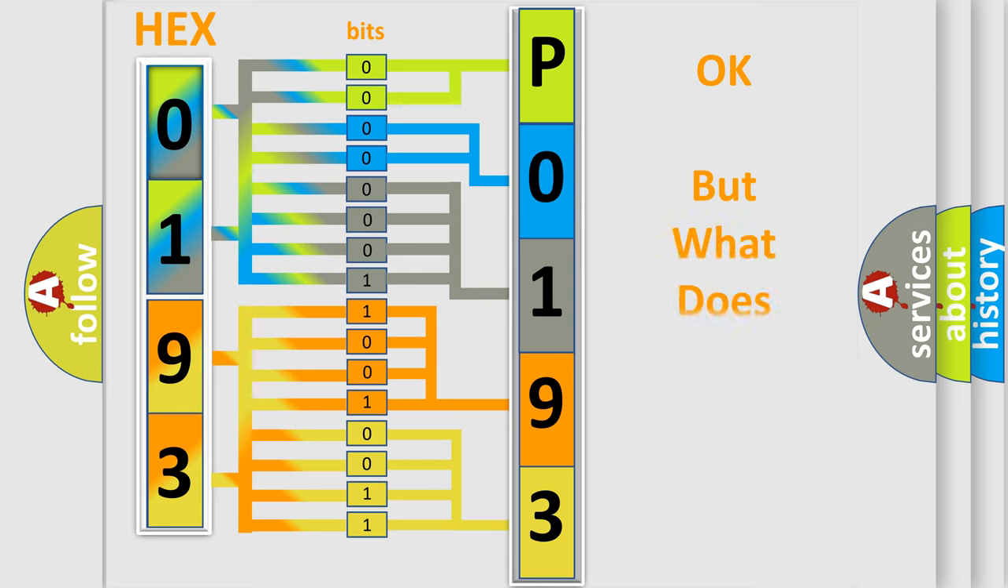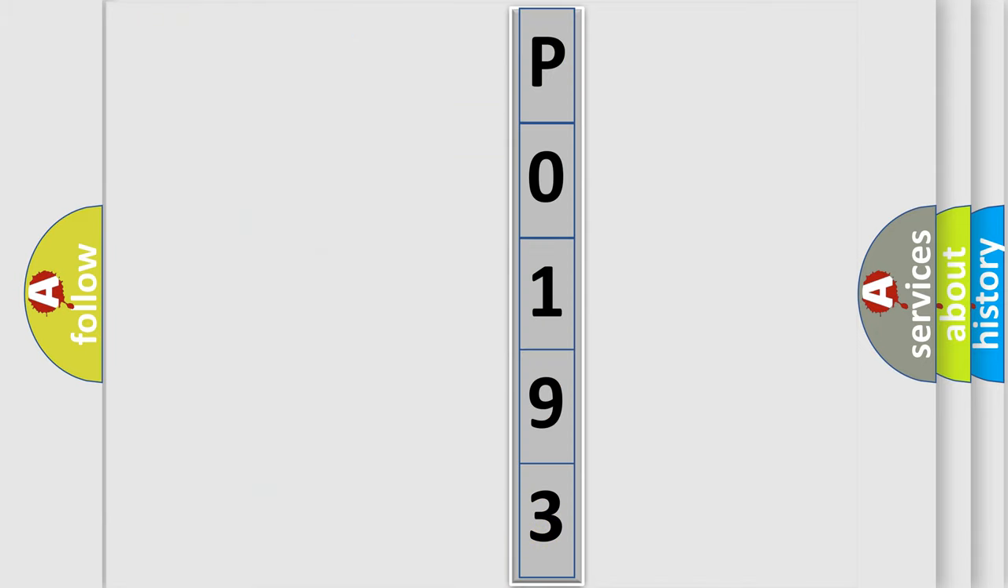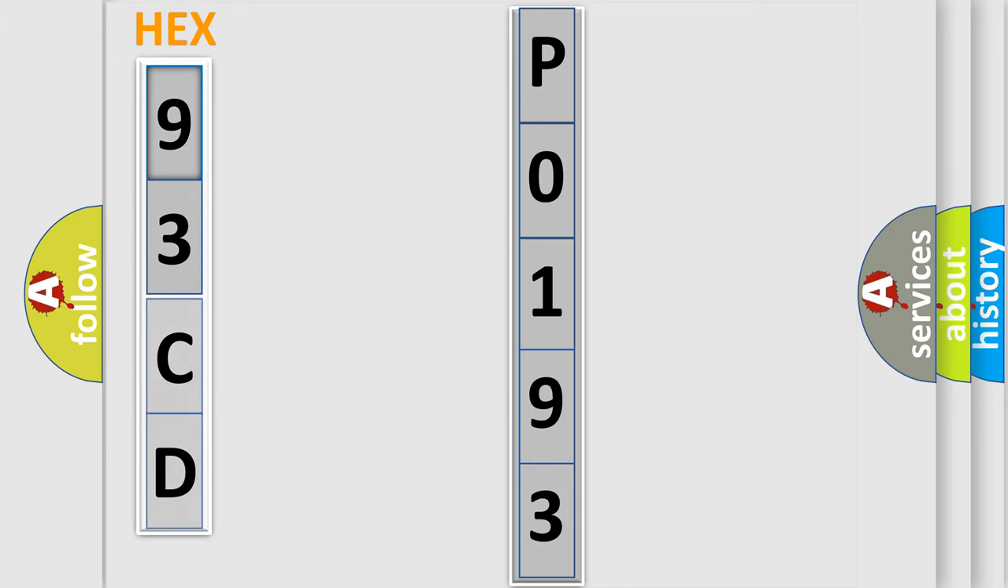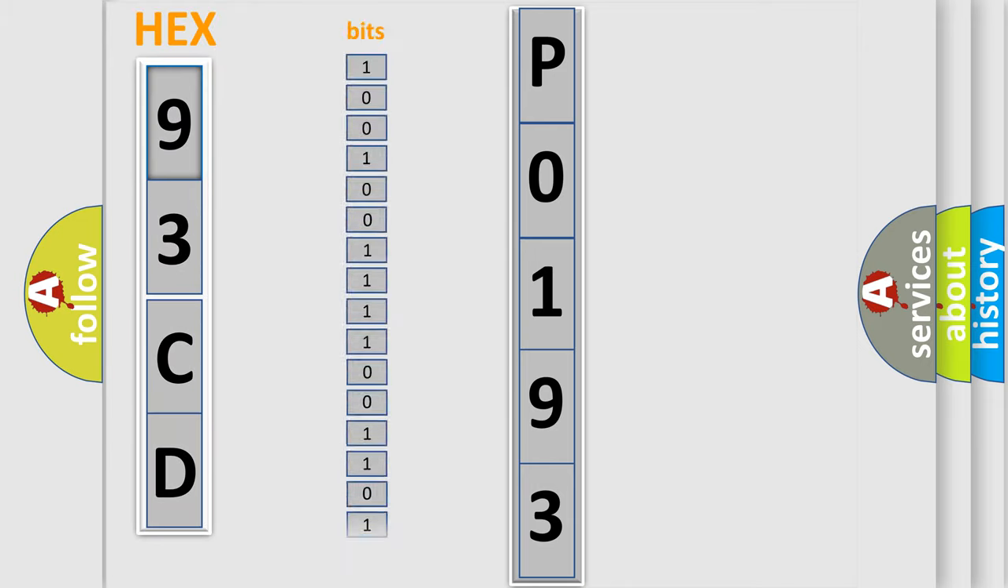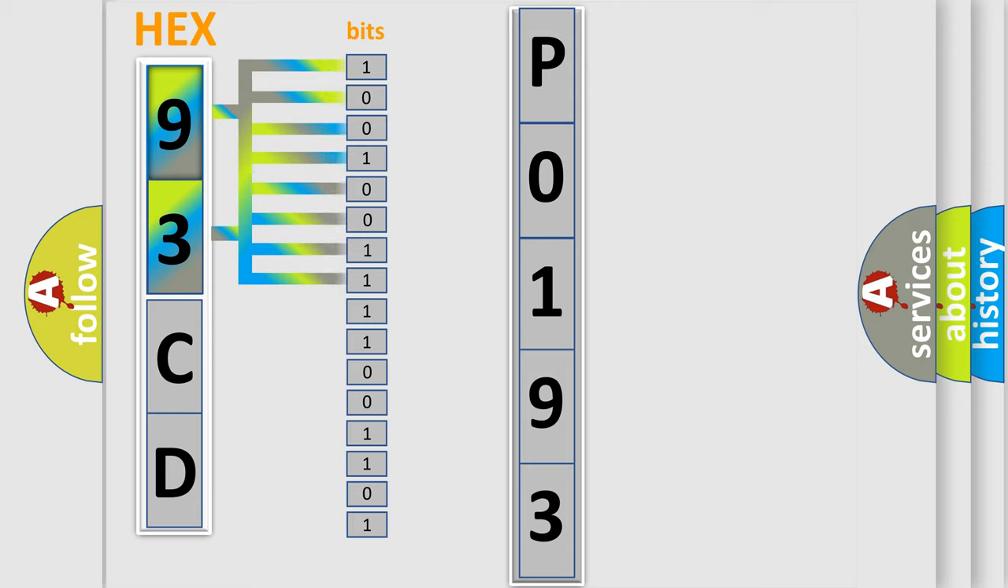The number itself does not make sense to us if we cannot assign information to what it actually expresses. So, what does the diagnostic trouble code P0193 interpret specifically for Saab car manufacturers? The basic definition is: no signal from transmitter ID 1 in main mode. And now this is a short description of this DTC code.